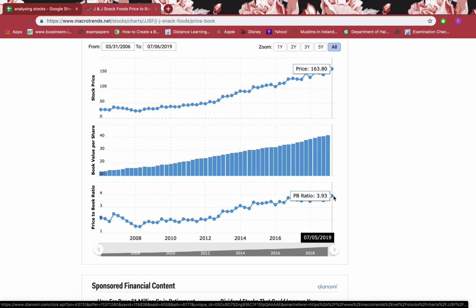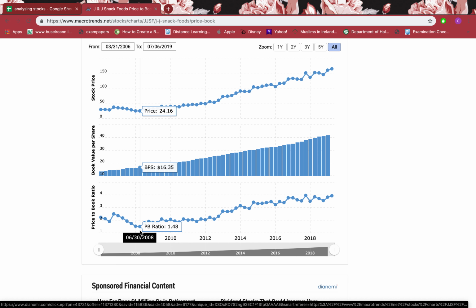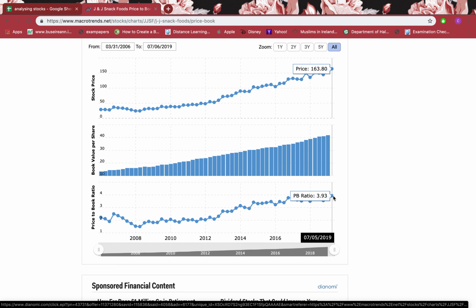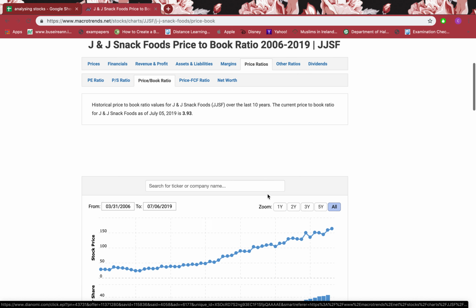Right now, it's 3.93, which means that somebody who buys the stock right now will be paying 3.93 times more money. So it's nearly 4 times more expensive to buy the stock. But it was cheapest in 2008 when it was 1.48, nearly 1.5 times more expensive. So somebody who bought at that time also bought an expensive stock because it was 1.5 times more expensive. But right now it's 3.93, which is 4 times more expensive. So you need to be careful about that.